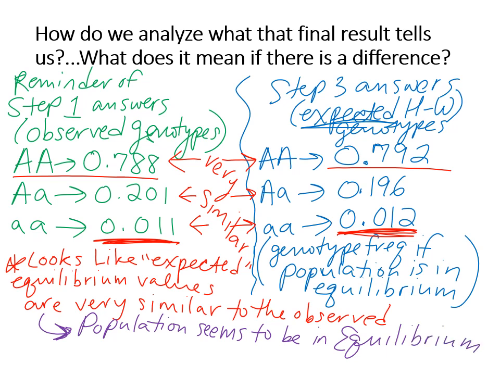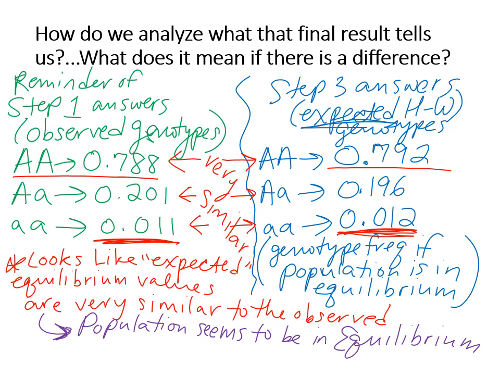Now we did this by eyeballing it, which on a quiz, the final, post labs, I would be fine. That's what I'll have you do, is just eyeball it. If the numbers are close to each other, like 0.788 and 0.792, when you round them off, they're both 0.79. When you round off 0.201 and 0.196, they're both 0.2. Okay? When you round off 0.011 and 0.012, they're both 0.01. Okay, 1%. So when all three of the genotypes, observed and expected, are close to each other, that tells you the population is in equilibrium.